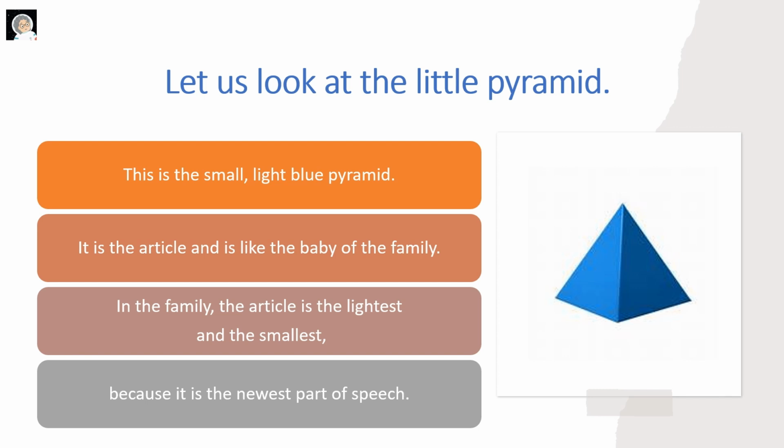Let us look at the little pyramid. This is a small light blue pyramid. It is the article and is like the baby of the family. In the family, the article is the lightest and the smallest because it is the newest part of speech.